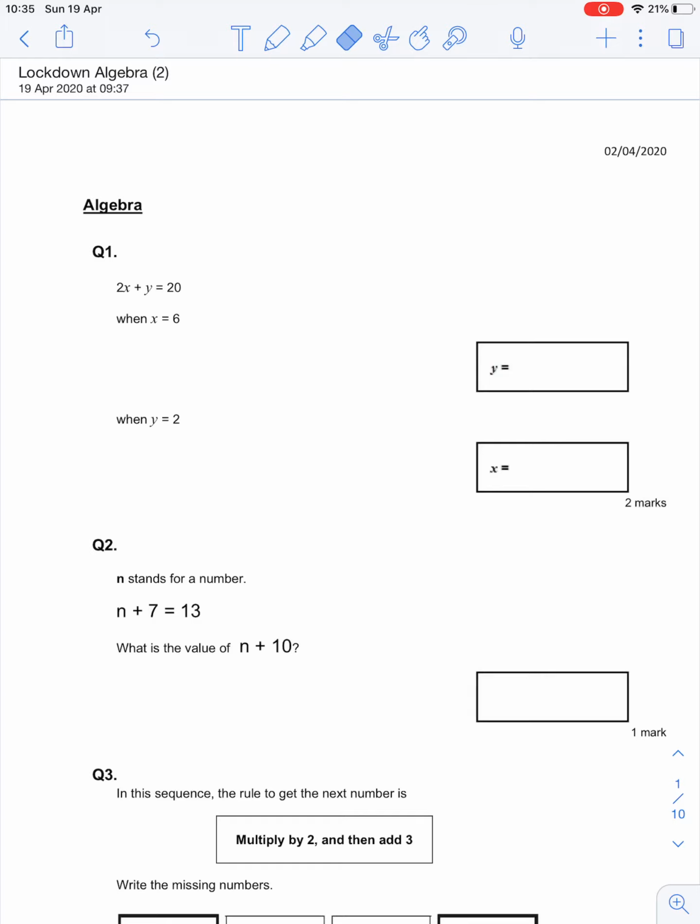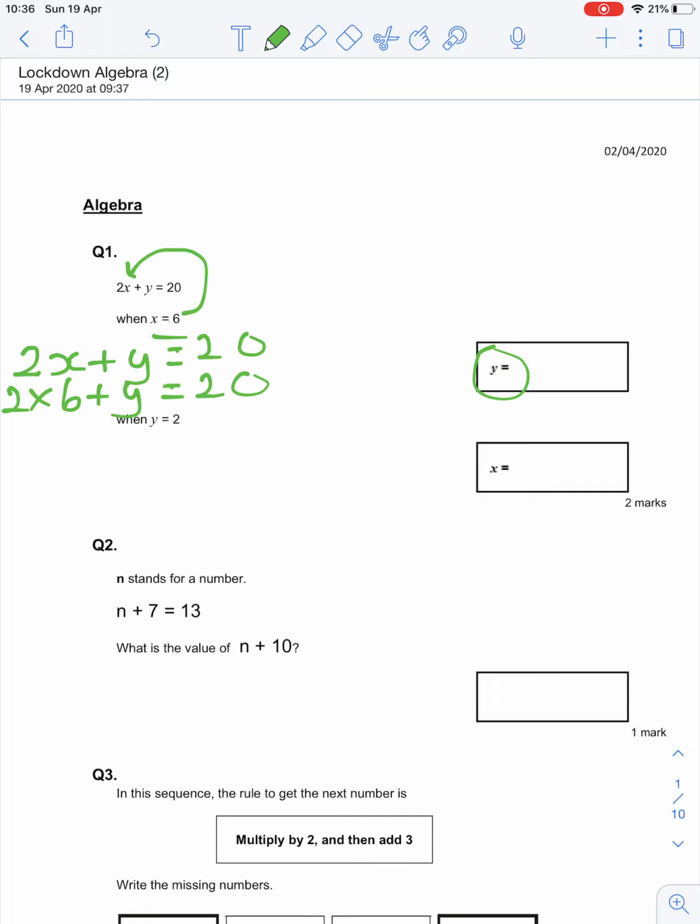So the first one, 2x plus y is 20, and we want to know when x is 6, what is y? So all I'm going to do here is substitute that 6 into there, where it says 2x plus y. So now I've got 2x plus y equals 20, but I'm going to replace that x with the 6. Remember, a letter and number together means multiply. And that's what I would have. 2 times 6 plus y equals 20. I know that 2 times 6 is 12, plus y equals 20. So y must equal 8.